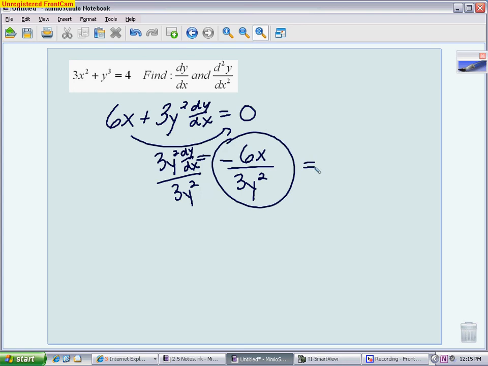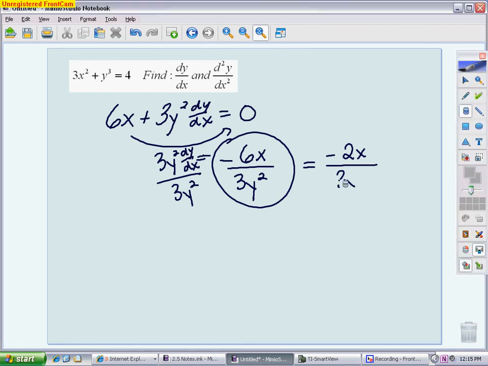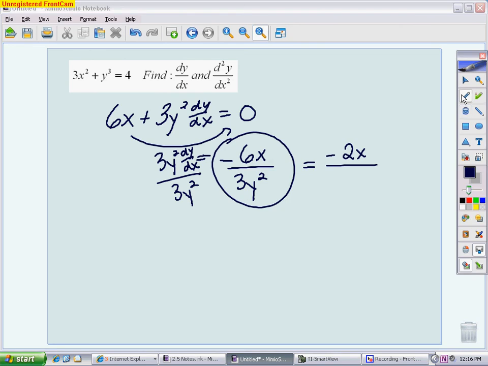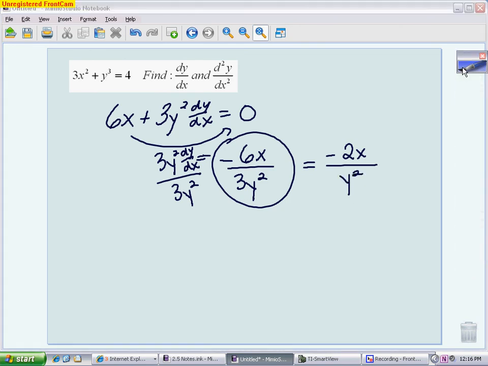Now, it really is helpful when you have to do more with it to reduce it, to simplify it. So I'm going to write it as negative 2x over 3y, or over just y squared. I don't need the 3. That reduces. So now negative 2x over y squared. It does help to have it simplified. So that's the first derivative.